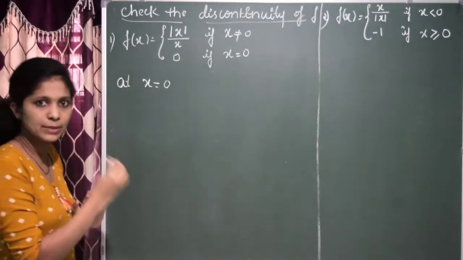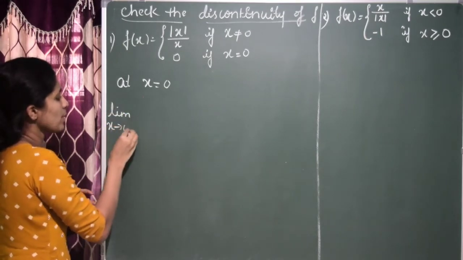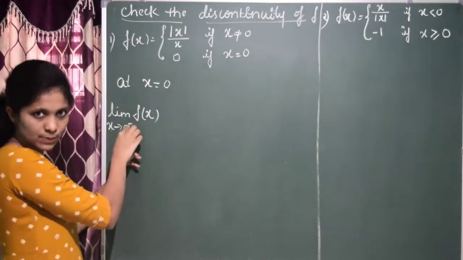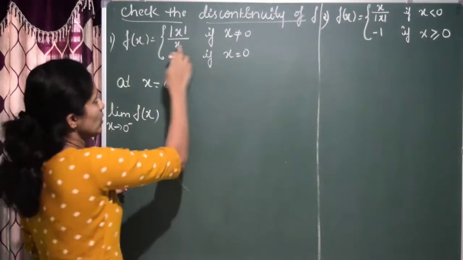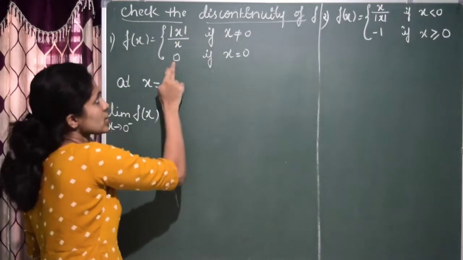So you have to check the left hand limit as well as the right hand limit. The limit as x tends to 0 minus from the left hand side of f of x. Now x may be greater than 0 or less than 0. The function is defined as mod x by x. If x is equal to 0, the function will be equal to 0.